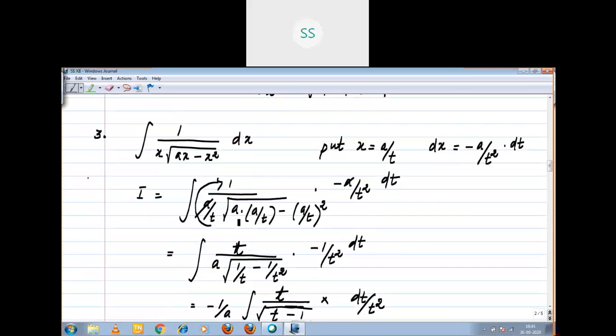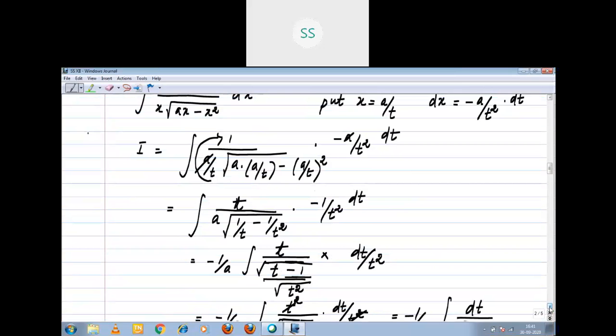Got it, children? Once again, I am going to explain this sum. You have to listen carefully. Integral 1 by x into square root of ax minus x square. The given integrand we cannot integrate directly, so I adopted substitution. Put x is equal to a by t. If you are differentiating with respect to t, dx equal to minus a into dt divided by t square. Here x should be replaced by a by t, right? Now dx can be replaced by minus a by t square. Then t will move to the numerator, this t.